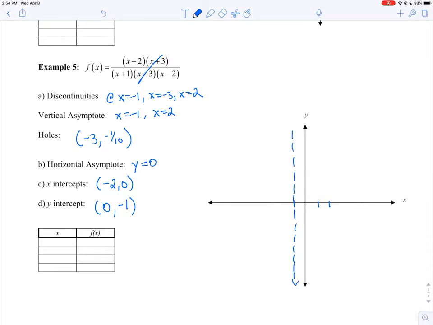We've got x equals -1, and then we have x equals 2. We've got y equals 0 coming across. All right, we've got -3, -1/10, so 1, 2, 3, we'll say that's right about there for the hole, exaggerated a little bit. I know I have an x-intercept of (-2, 0), and then I have (0, -1) in the middle here.